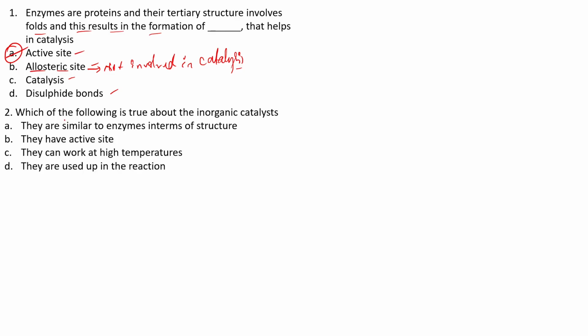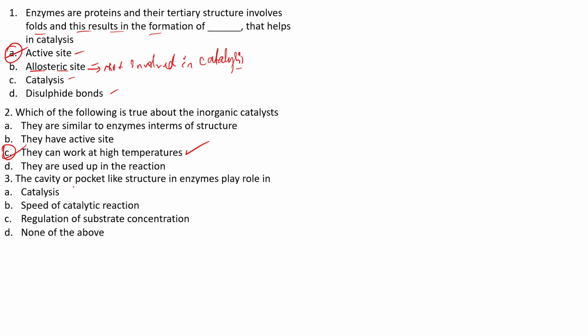Which of the following is true about inorganic catalysts? They are similar to enzymes in terms of structure. No. They have an active site. No. They can work at high temperatures. Exactly, C is our right answer. They can work at high temperatures, but unlike enzymes, they work only at a very restricted, narrow range of temperatures. They are used up in the reaction? No.